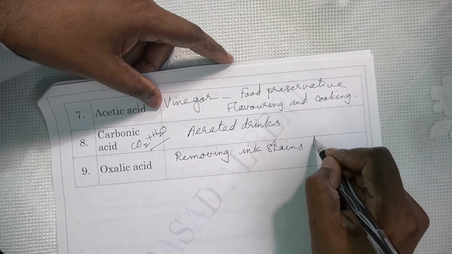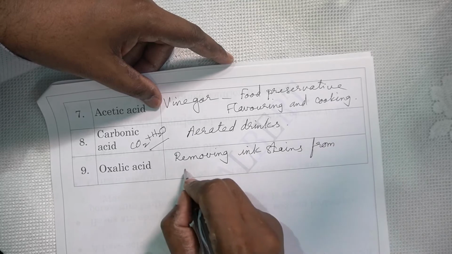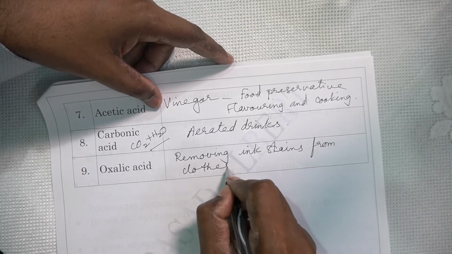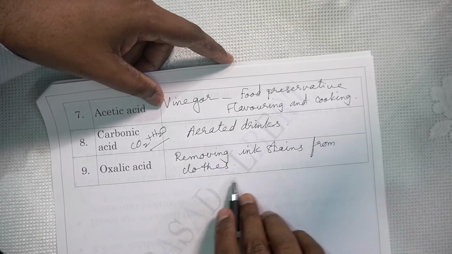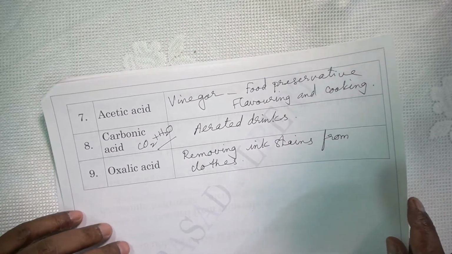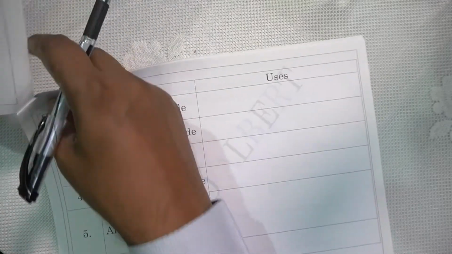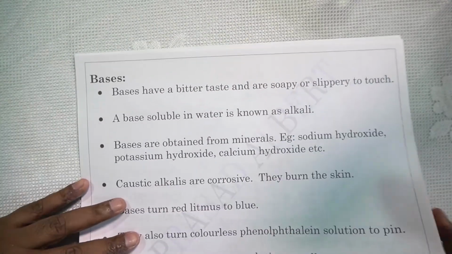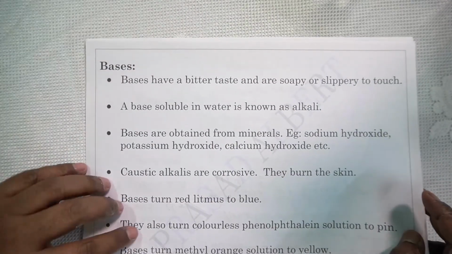Now remember, from clothes, not from paper. From clothes. Clothes got ink stain, then it can be removed by using oxalic acid. And then if you apply oxalic acid on paper, the paper will get damaged. So don't try it on paper. Then the next topic we have is bases.